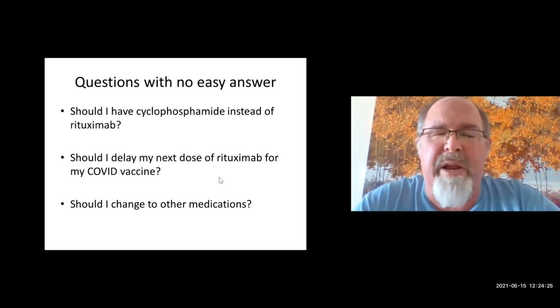Should I delay my next dose of rituximab for my COVID vaccine? Well, that's delaying something that has a definite effect for something that we don't know. So in medicine, we tend to treat on what we know. We ask patients to understand what we don't know, and then we share that information with them, and we ask them to make a shared decision. Should I change to other medications? Well, that's a giant unknown.